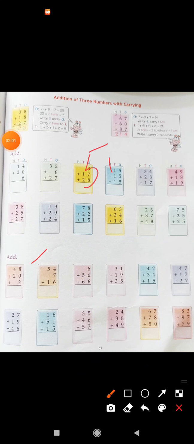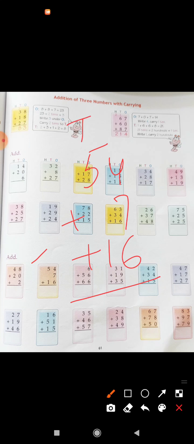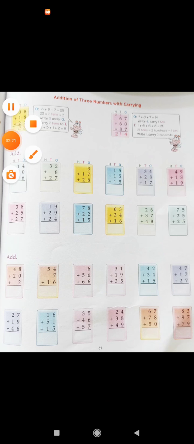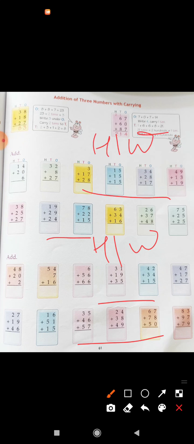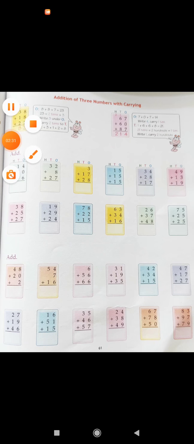Next is 54 plus 7 plus 16. This is tens, this is ones. Add the ones. 4 plus 7, 11. 11 plus 6 is 17. Write 7 here, 1 carry. Now add the tens. This is 7. The answer is 77. Like this you do remaining parts yourself in homework. Now match the answers after doing all questions from here.